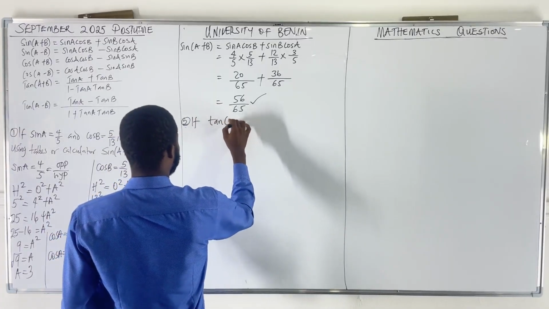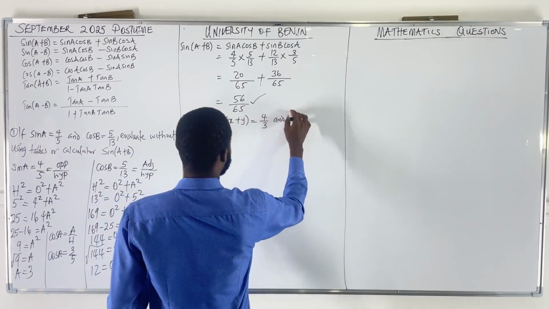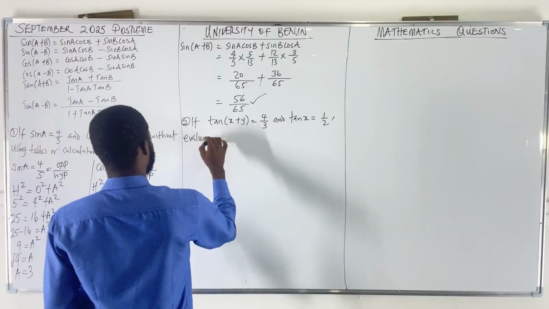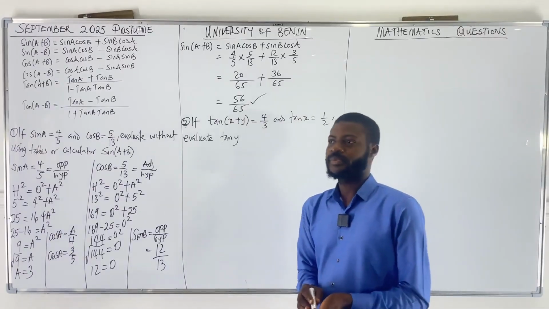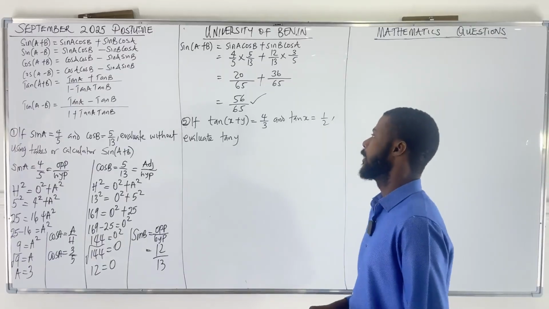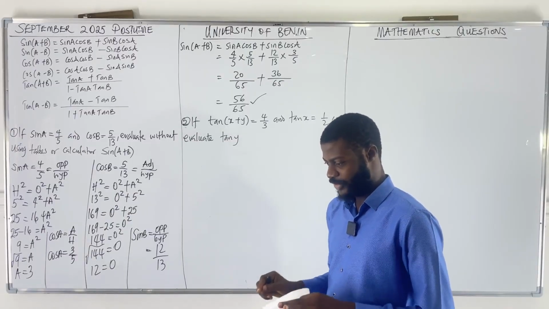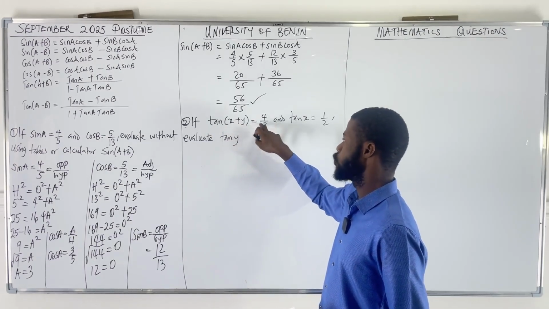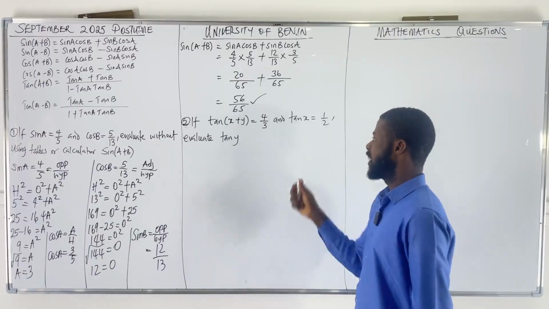If tan(x + y) is equal to 4 over 3 and tan x is equal to 1 over 2, evaluate tan y. I think they asked a question like this some years ago, maybe in 2014. I think it was: tan(x + 45 degrees) is equal to 2, then find tan x. Yeah, that was the equation. But let's solve this one.